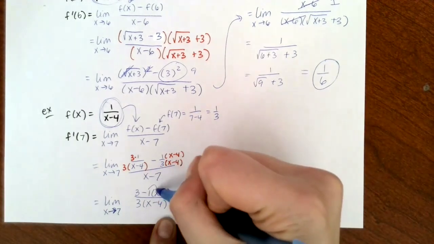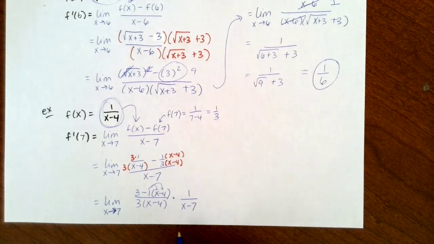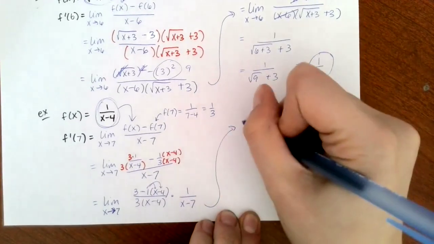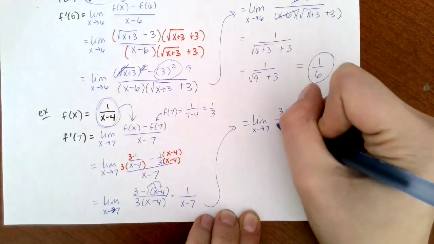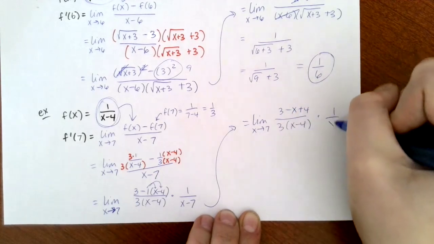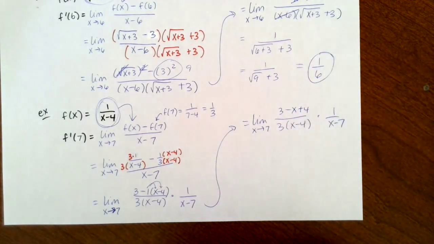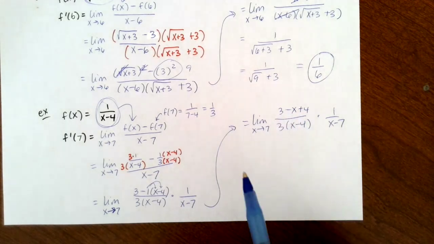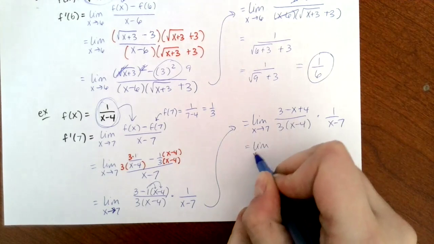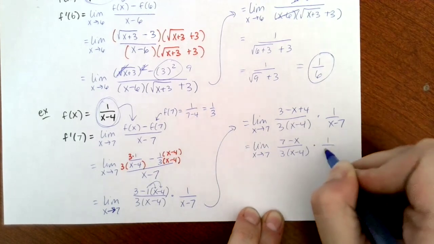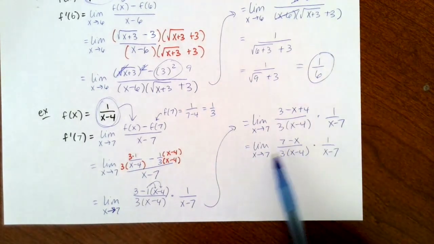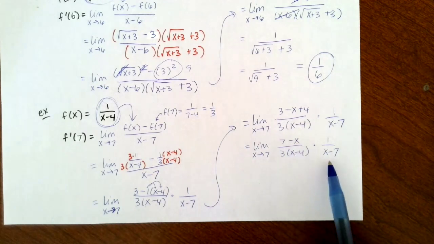All right, so if I distribute this subtraction, I get 3 minus x plus 4. Over 3 times x minus 4, and I still have my 1 over x minus 7 just sitting on the outside. 3 plus 4 is 7. And we have this familiar situation that we've run into a handful of times. We know we want x minus 7's top and bottom to cancel so that we can plug in 7. This x minus 7 is in perfect shape, ready to go.